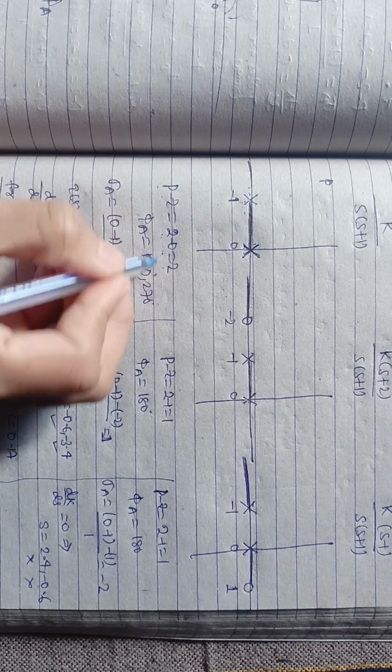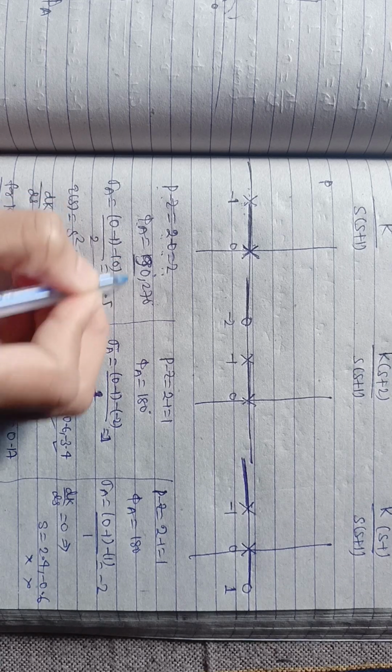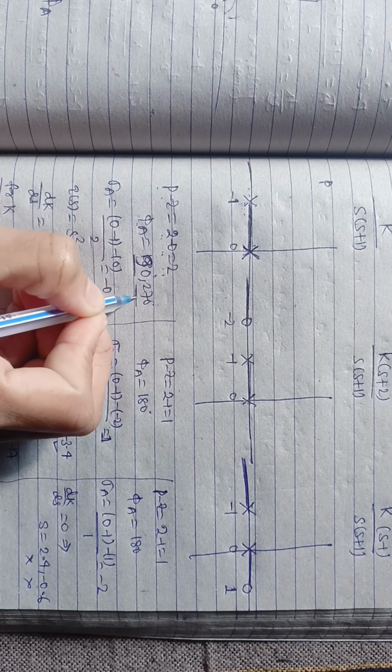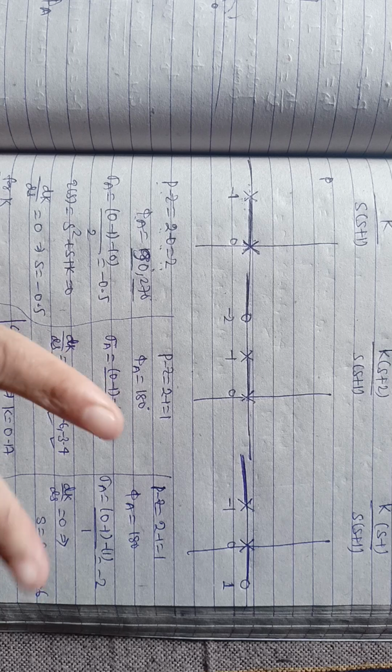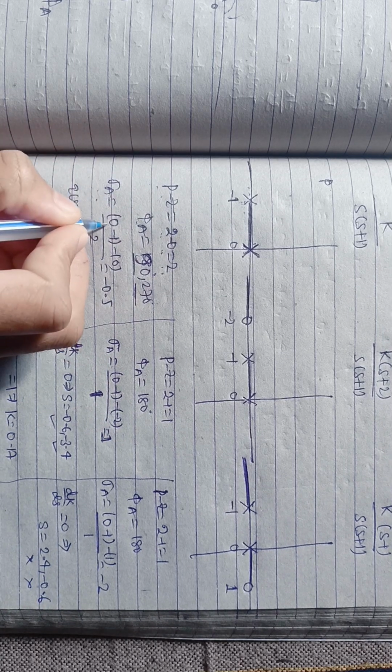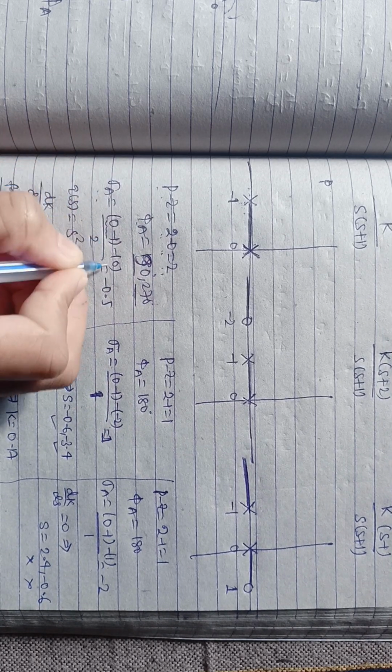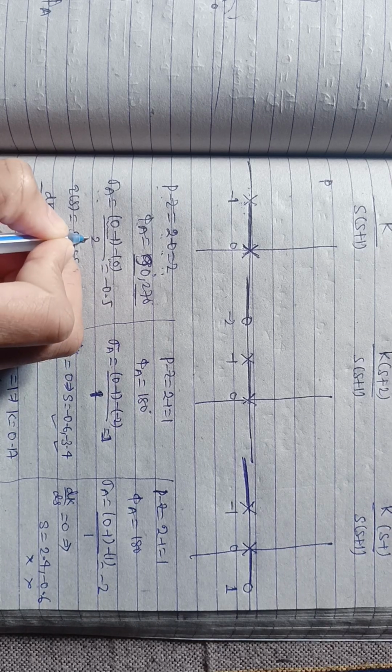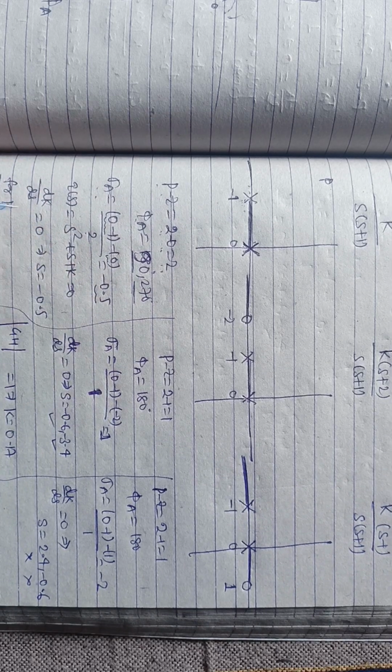Now P minus Z equals 2 minus 0, which gives the angle of asymptotes. It means 90 and 270 degrees. Just check from the given properties. So the centroid equals the sum of real parts of poles minus the sum of real parts of zeros, divided by P minus Z, which comes to minus 0.5.